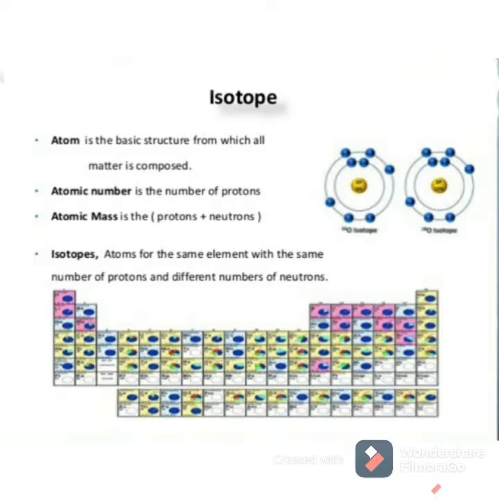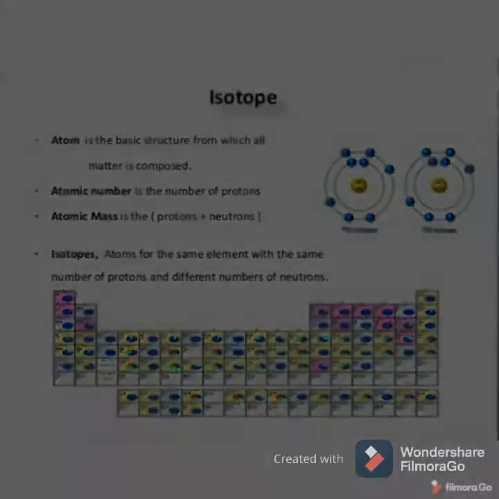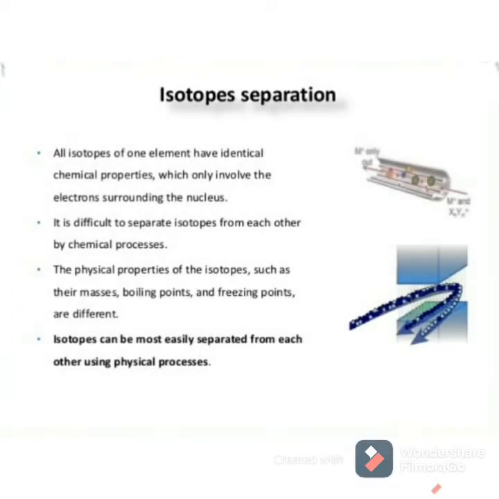Isotope separation. With the help of ICP-MS we can do isotope analysis also. All isotopes of one element have identical chemical properties, which only involve the electrons surrounding the nucleus. It is difficult to separate isotopes from each other by chemical processes. The physical properties of the isotopes, such as their masses, boiling points and freezing points, are different. Isotopes can be most easily separated from each other using physical processes.